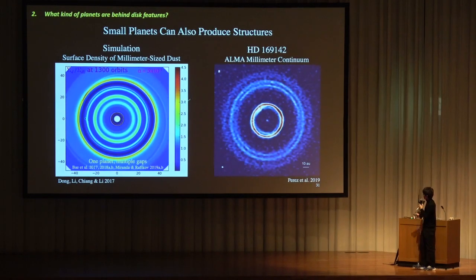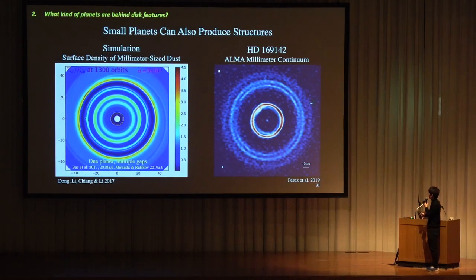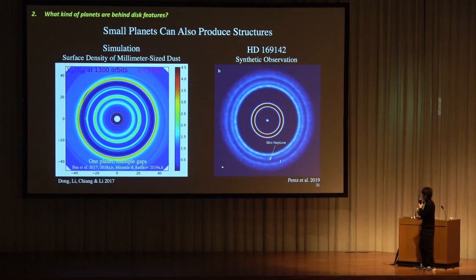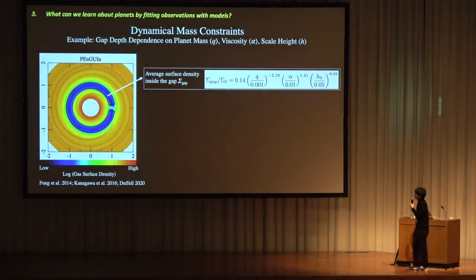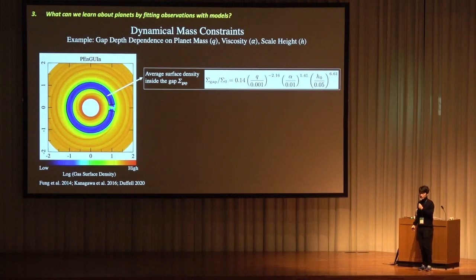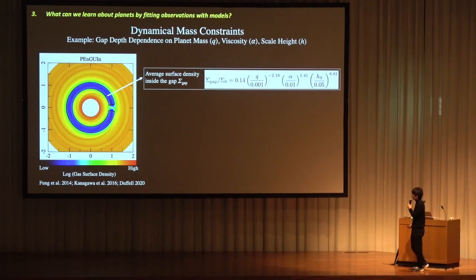Well, this is an ALMA high-resolution image of HD 169142. The outer disk shows a set of 3 narrow rings sandwiching 2 narrow gaps. And now this is a synthetic observation with a mini-Neptune mass planet at tens of AU in this disk, and it is able to produce this set of 3 rings sandwiching 2 gaps. All right, so what can we learn from these predicted planets in disks from disk observations?